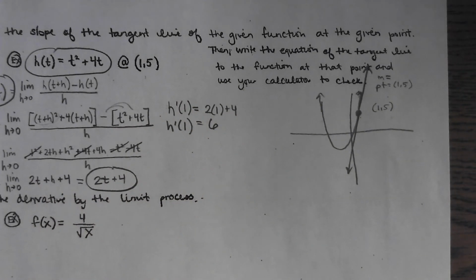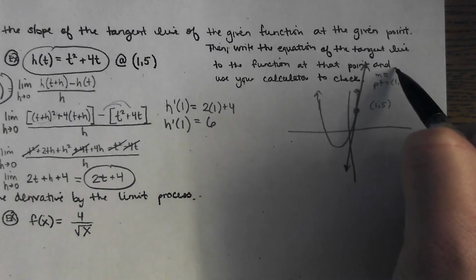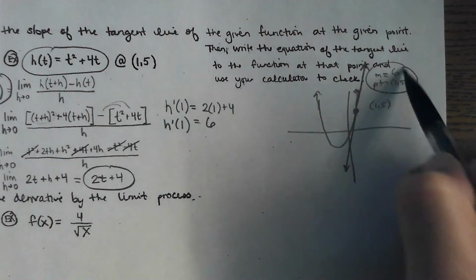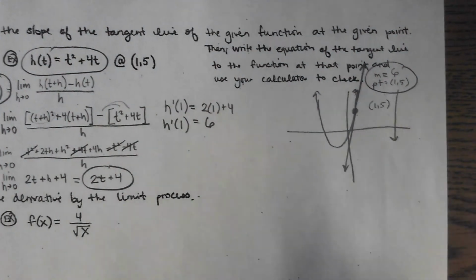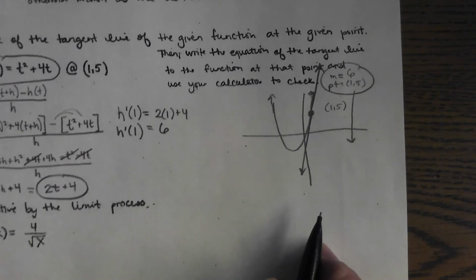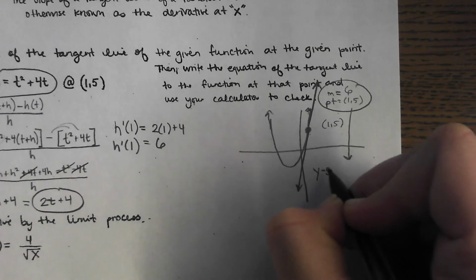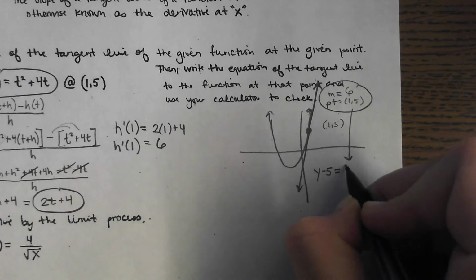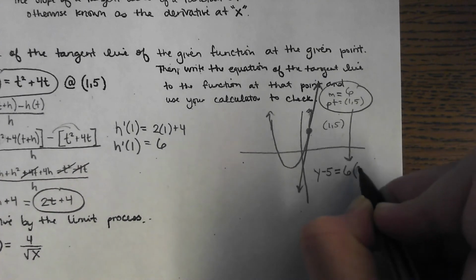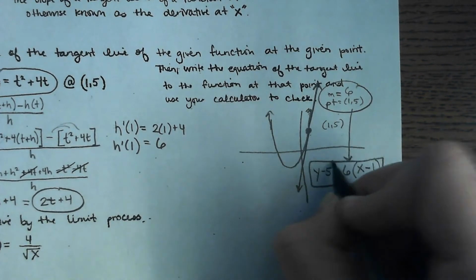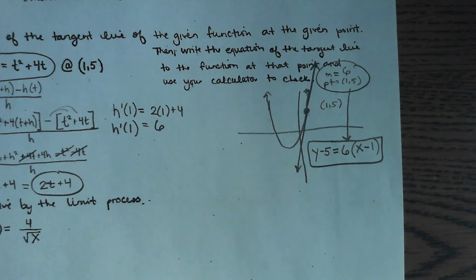And then we can also write the equation of our tangent line. We have a slope of 6 and a point (1, 5). The easiest way to write the equation of a line is using point-slope formula. So y minus y1 would be y minus 5 equals m, and then x minus x1 would be x minus 1. And there's the equation of your tangent line.